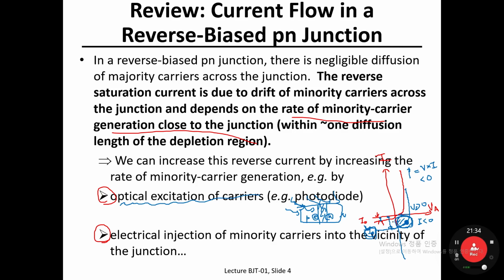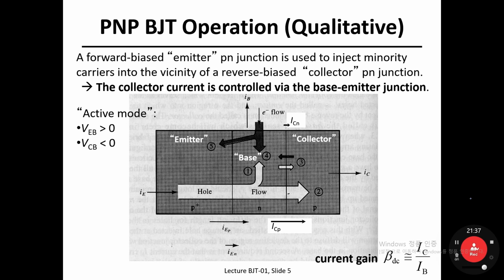And in the next upcoming movie clip, I'm going to deliver some more details on how the PNP bipolar junction transistor is working. So more quantitative analysis with some detailed complicated equations is to be introduced. However, before moving forward, let's think about how the PNP BJT, bipolar junction transistor, can work. So in the next upcoming movie clip, I'm going to deliver the basic operational principle of PNP BJT. So please review the previous lecture note and see you in the next movie clip.